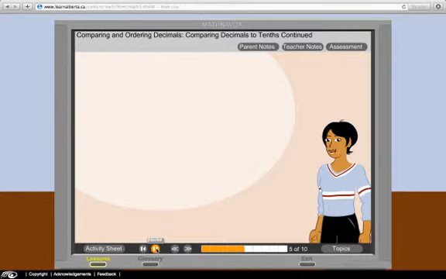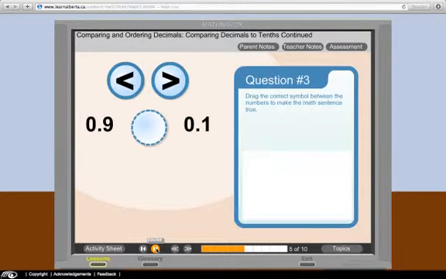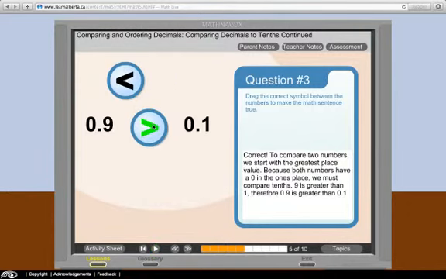Now you can answer some questions using the greater than, less than symbol. Drag the correct symbol between the numbers to make the math sentence true. Correct. To compare two numbers, we start with the greatest place value. Because both numbers have a 0 in the ones place, we must compare the tenths. 9 is greater than 1, therefore 0.9 is greater than 0.1.